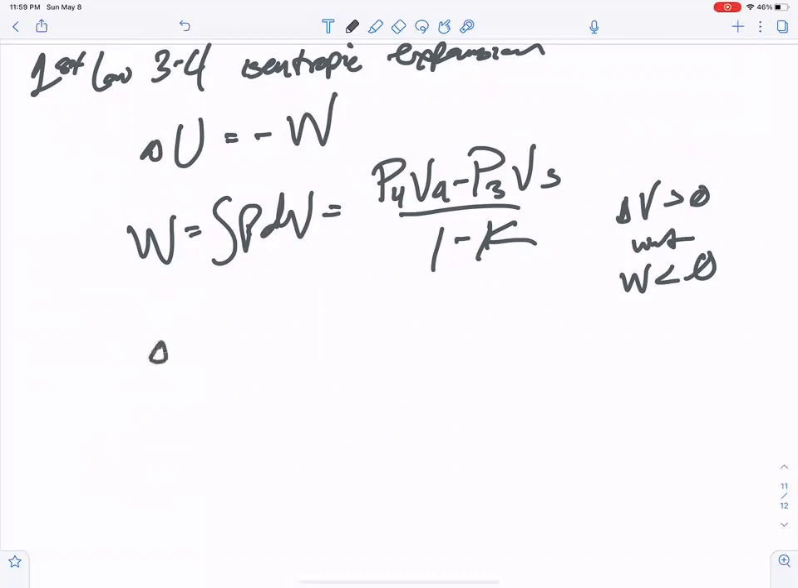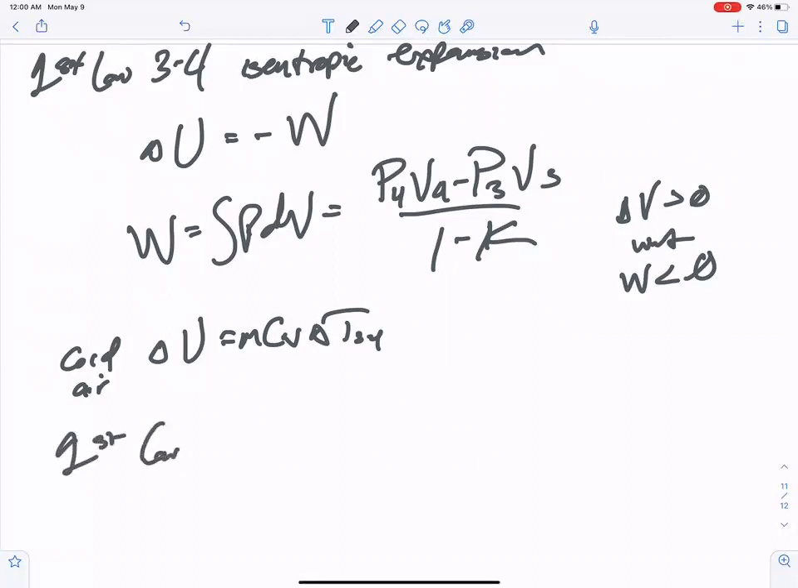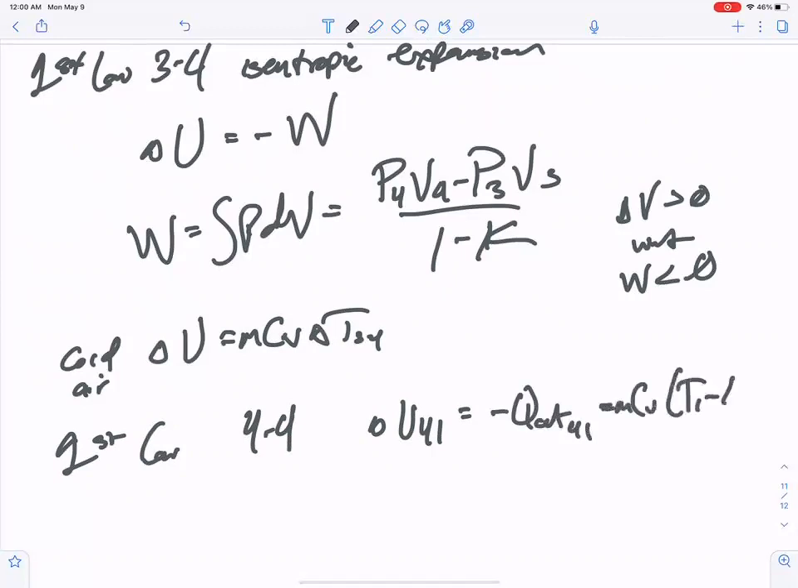But it's also, for cold air, delta U equals Cv delta T from 3 to 4, and so forth. Okay, moving on to the next stage. First law for 4 to 1. Under the cold air standard, you get that.